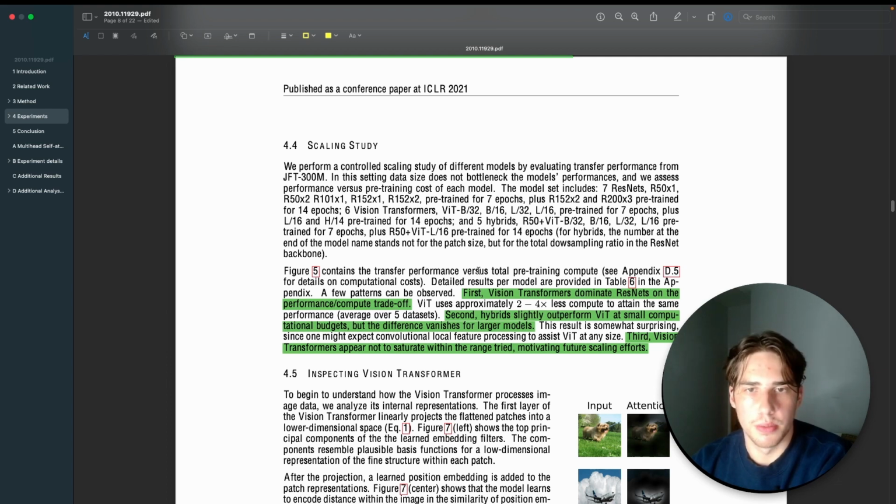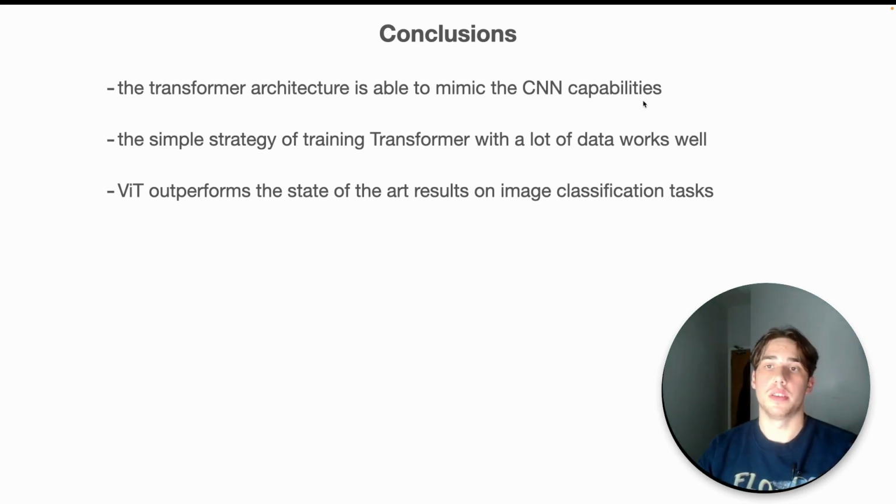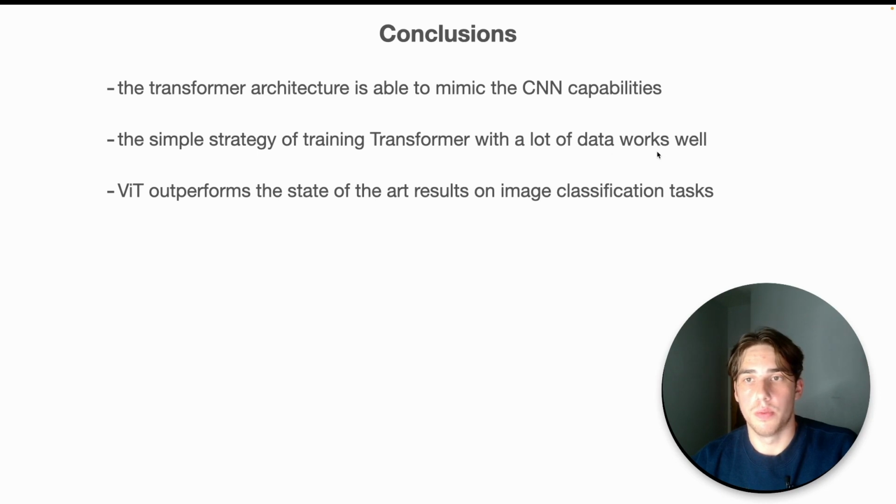I also added some of my own conclusions. The transformer architecture is able to mimic CNN capabilities. It can learn those inductive biases, and that's proof of it. Another thing is that the simple strategy of training a transformer with a lot of data works well. It's crazy that we take the same architecture that was used for GPT and NLP tasks, put a lot of data into it, train it, and it just beats the state-of-the-art results, which is really crazy. And the third is that ViT outperforms the state-of-the-art results on image classification tasks.